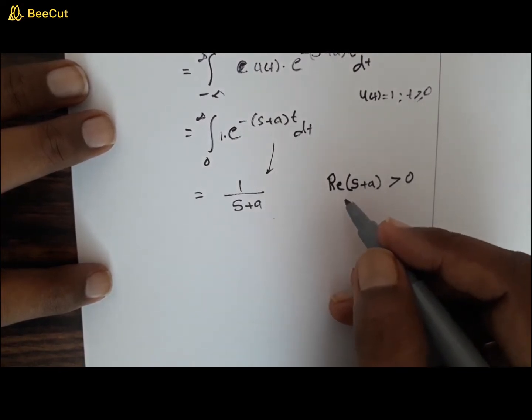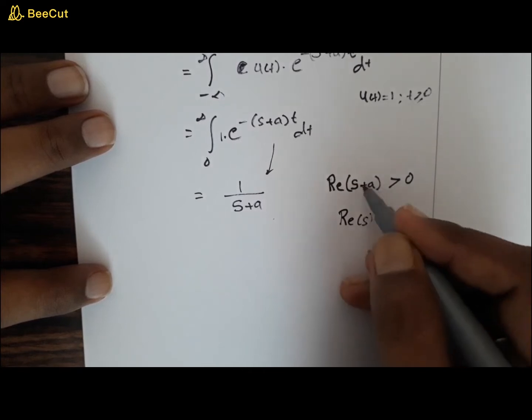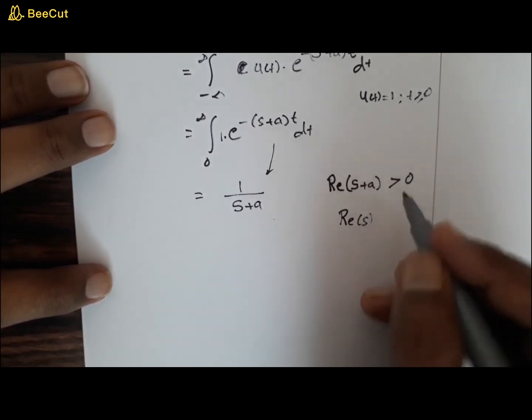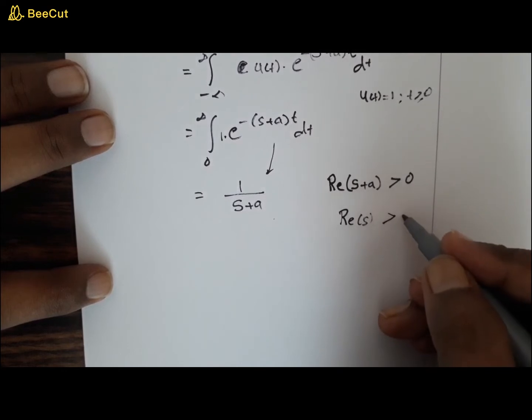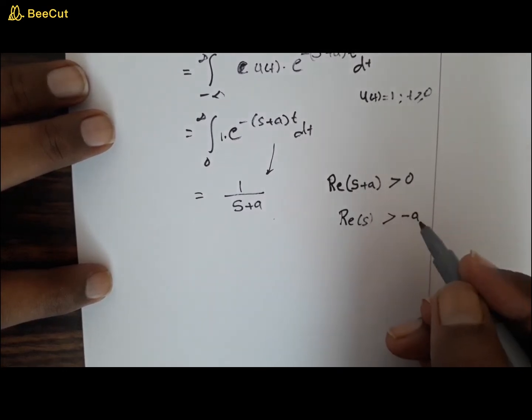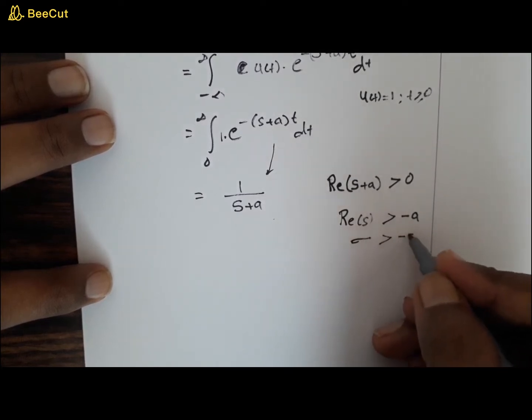What's the meaning of this? Real of s plus a, that is real of s, because a is a constant, so you don't have to specify, it's always real, plus a is greater than 0, or it can be greater than minus a. So real of s is greater than minus a. What is the real of s? Real of s is sigma, greater than minus a.